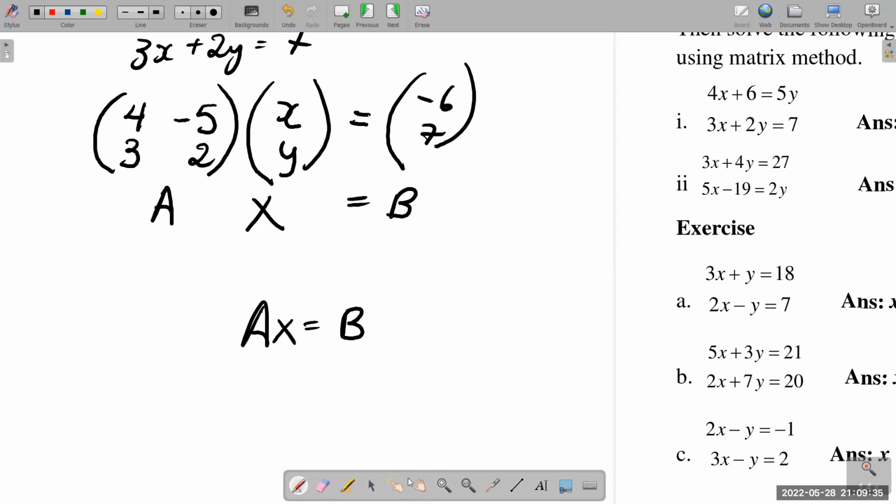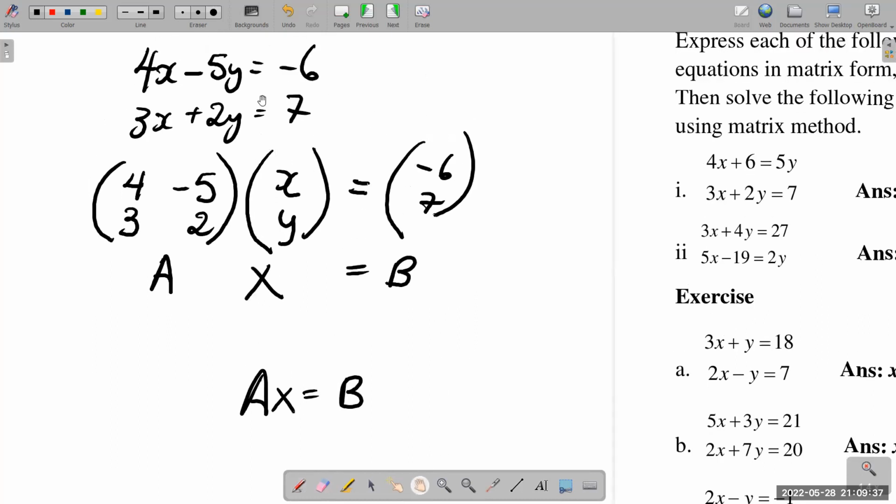So let me just take a moment here and make sure you understand how we got from here to here. What did I select to create A? A is the coefficients of the variables. Everybody see that? B is the variables. What are our variables? X and Y. Now, sorry, X is our variables. B is our constants, -6 and 7.